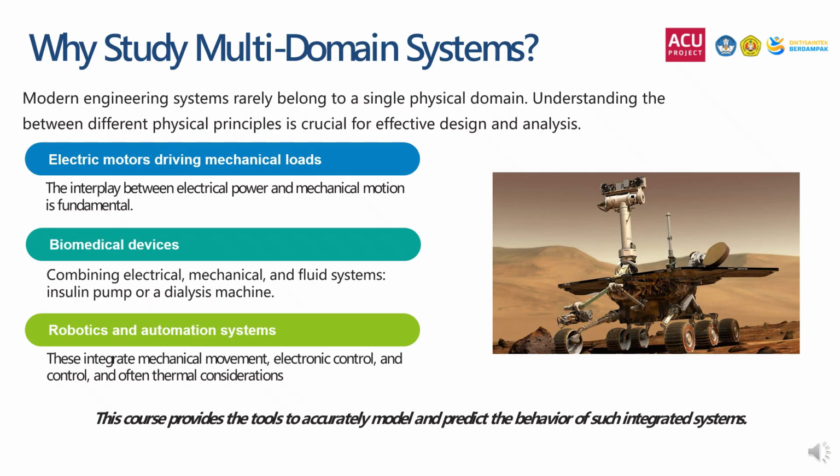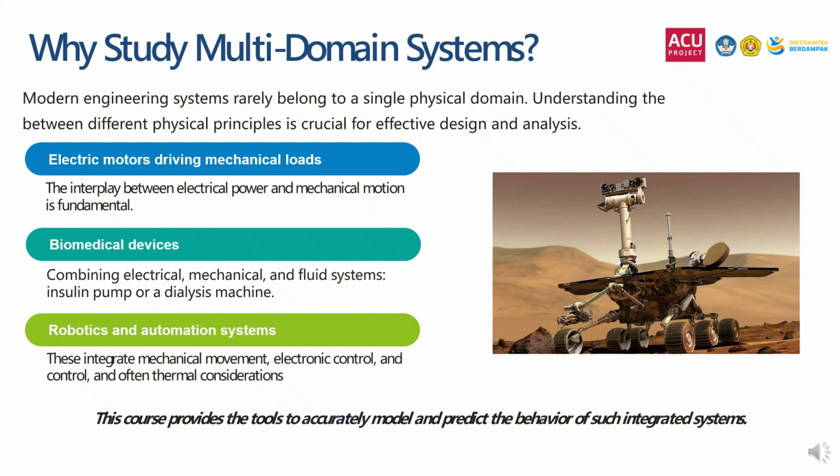A clear example is an electrical motor. Electrically, it draws a current and consumes power. Mechanically, it produces torque and rotational motion. At the same time, part of the energy is converted into heat due to losses. These domains, electrical, mechanical, and thermal, are all interacting simultaneously.